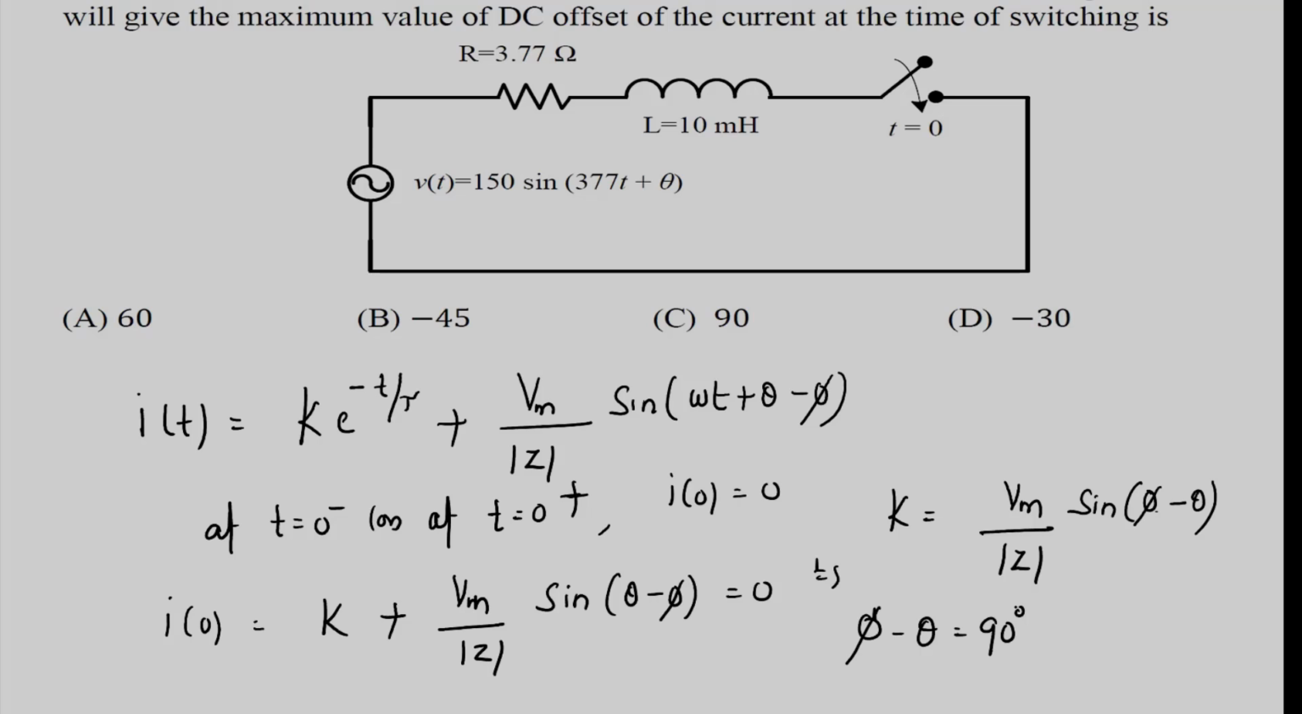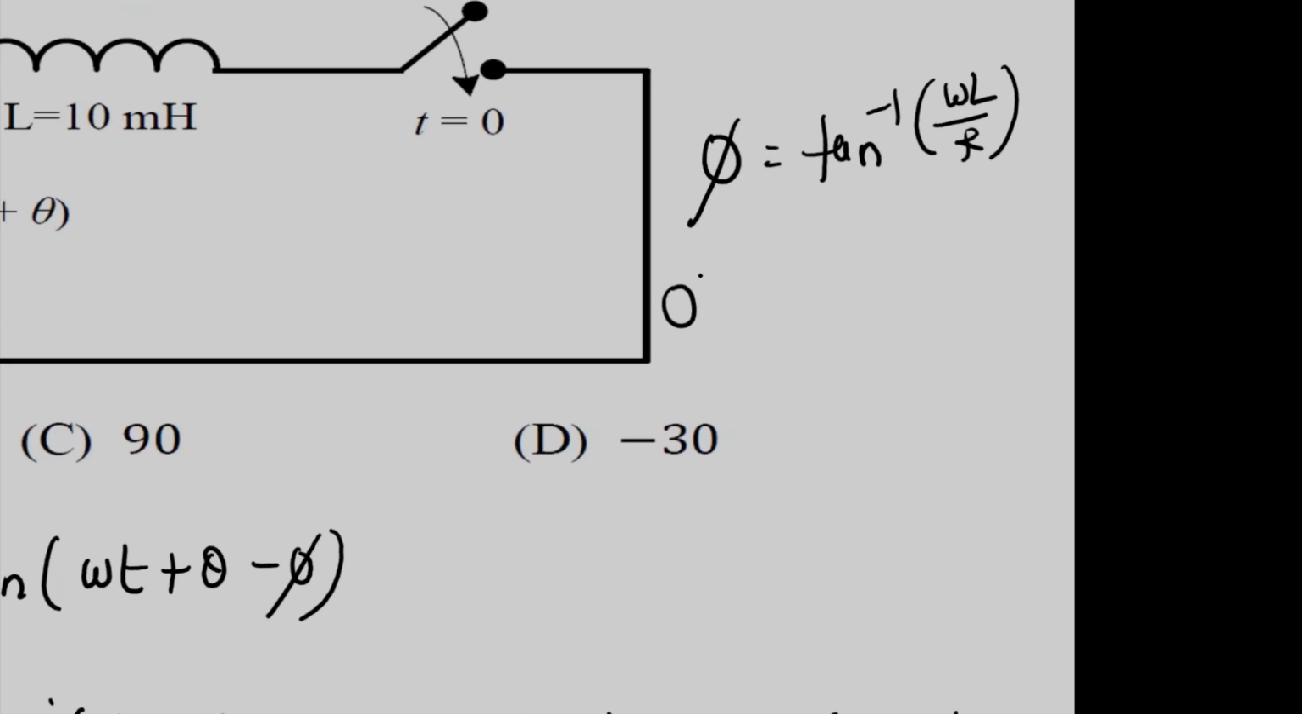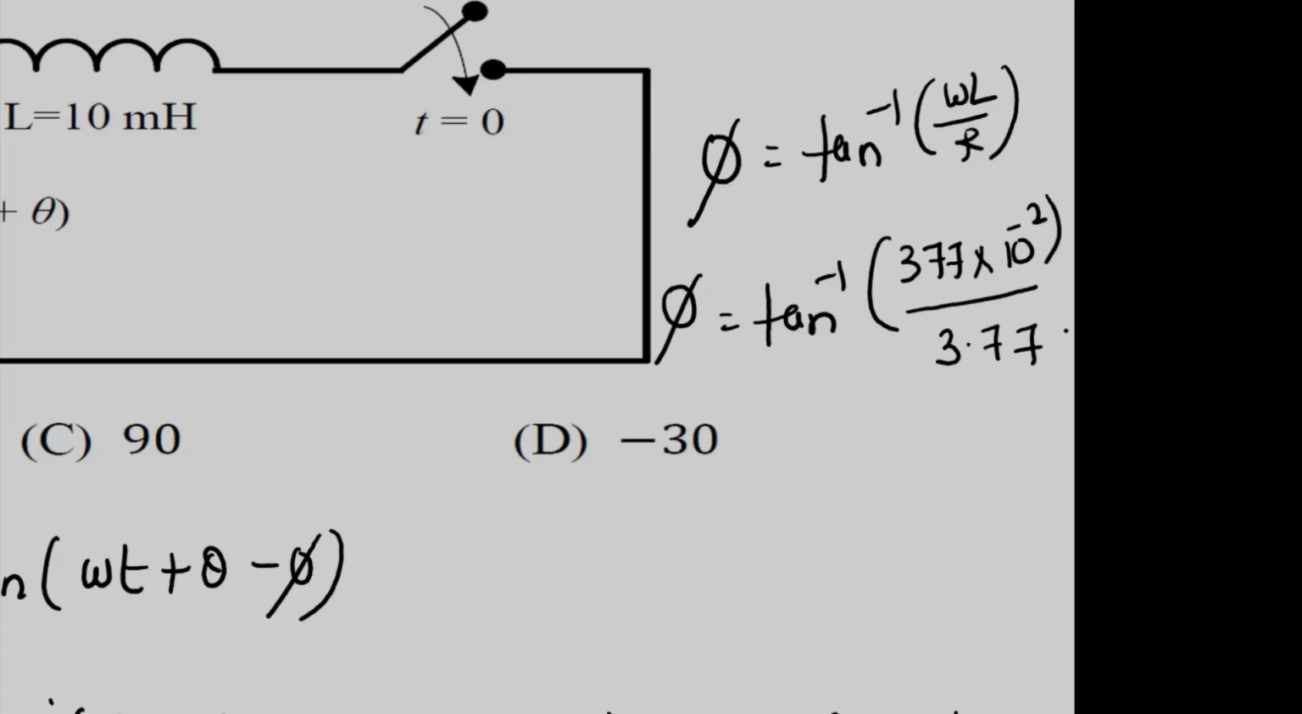So first you calculate the phi value. Phi is given by tan inverse of omega L by R. That is phi is equal to tan inverse of, omega value we already know, 377, into L, which is 10 power minus 2. Why am I writing 10 power minus 2? It is 10 millihenry, 10 into 10 power minus 3, that is 10 power minus 2, divided by R value, which is 3.77. So the examiner made our life very easy. Both values are the same, so it becomes tan inverse 1, which is 45 degrees.